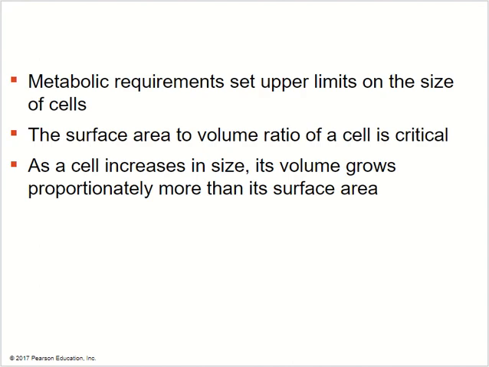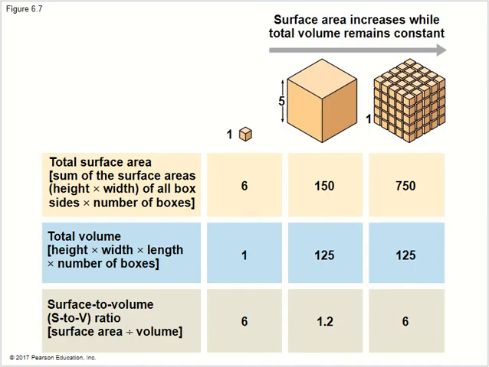Metabolic requirements set upper limits on the size of cells. The surface area to volume ratio of a cell is critical. As a cell increases in size, its volume grows proportionally more than its surface area. Effectively, the distance between the insides of a cell from one organelle to another increases much faster than the outside of a cell, which is what is used to transport stuff in and out.